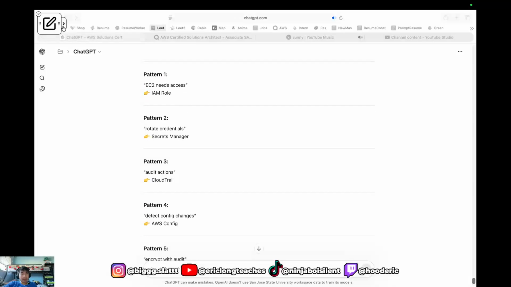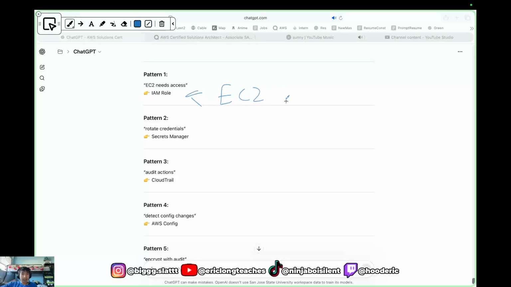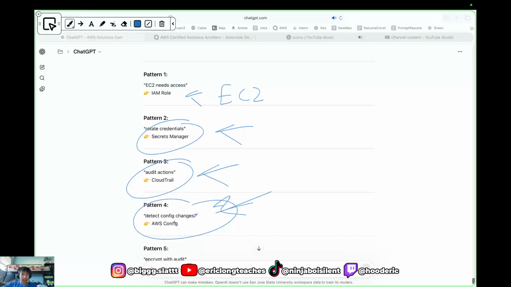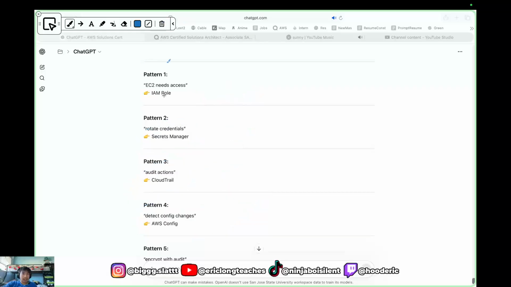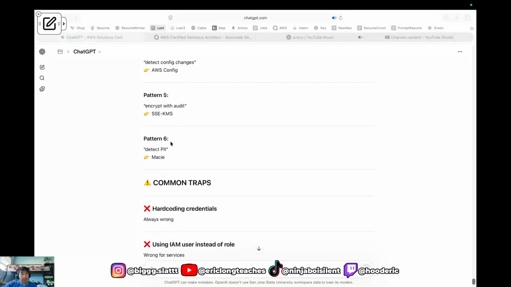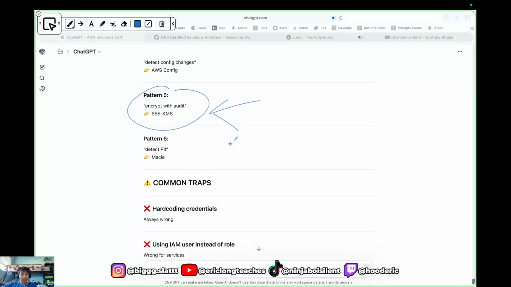Okay, for example, we see IAM role and EC2 needs access. Rotate credentials, Secrets Manager. Audit actions would be CloudTrail. Detect configuration changes, Config. Encrypt with audit. Remember, SSE is encrypt with audit. Detect PII would be Macie.